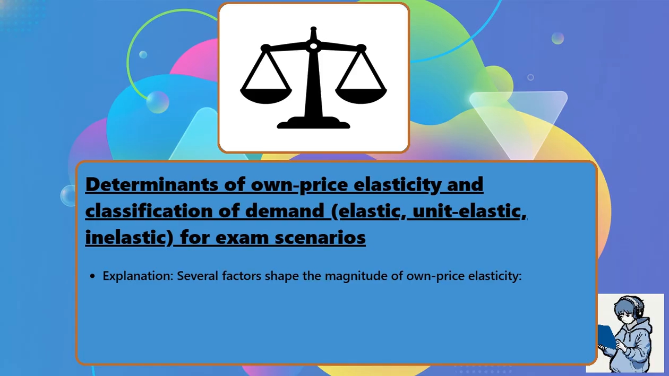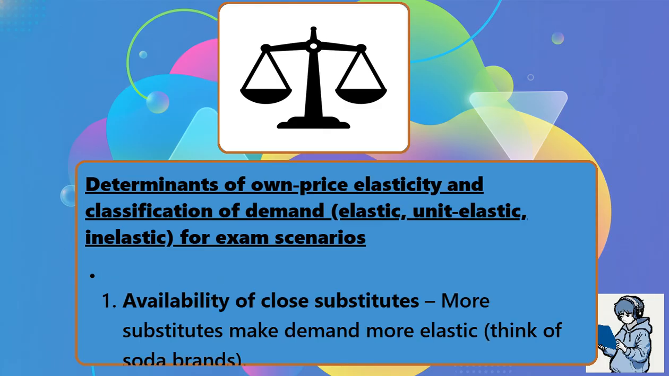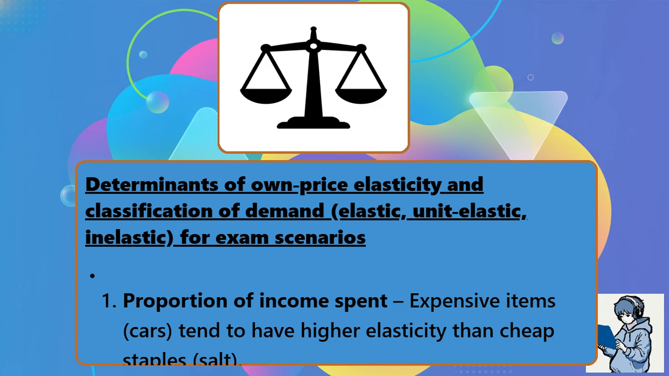Explanation: several factors shape the magnitude of own price elasticity. Number 1, availability of close substitutes: more substitutes make demand more elastic. Think of soda brands. Number 2, proportion of income spent: expensive items like cars tend to have higher elasticity than cheap staples like salt.